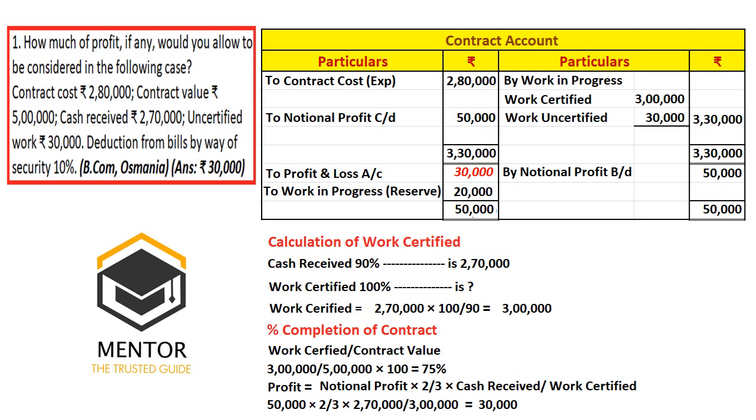If the contract would have been completed less than 50%, then in the formula notional profit into 2 by 3, we should have replaced with 1 by 3 only. If it is made progress less than 1 by 4, that is 25%, then we should not transfer anything to profit and loss account. Entire amount goes to which account? Work in progress reserve only. Clear?